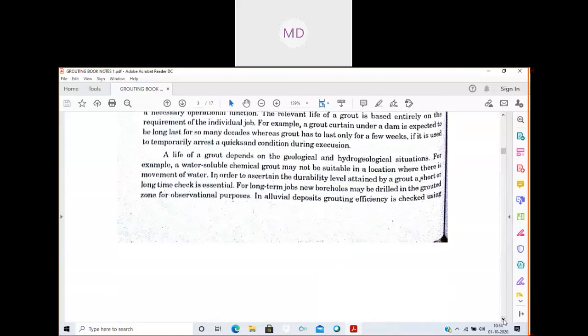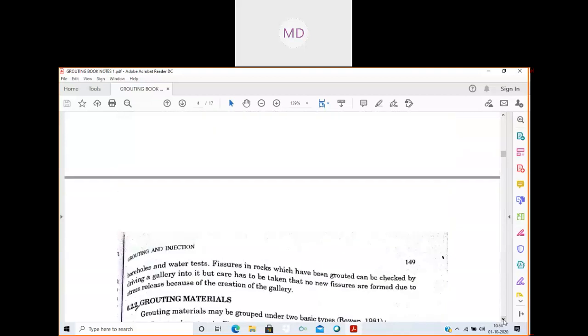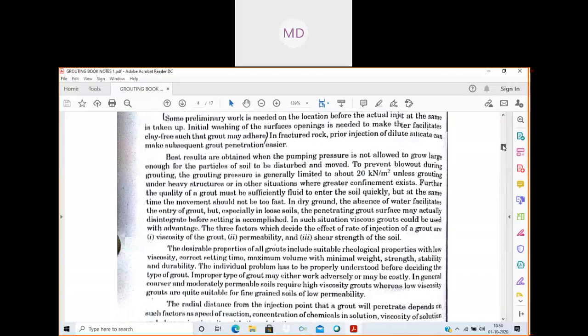Let us stop here. In the next class, we'll discuss grout materials, the various types of grout materials used. Today we have discussed the introduction to grouting, the factors that affect grouting, and the three functions of grouting. So you go through this.